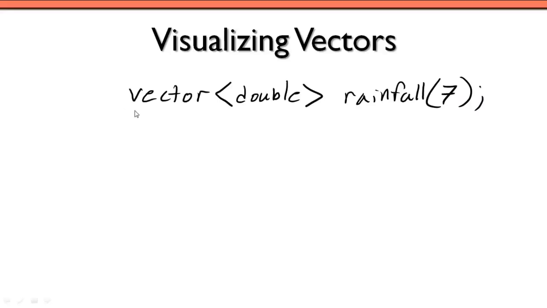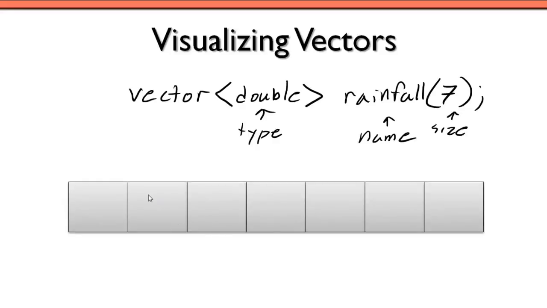So this statement here actually creates a vector of type double that's called rainfall, so we can refer to this vector by this name, and it's of size 7. Okay, so here we have the size, and here we have the type, and here we have the name. Okay, so out in memory, we can think about having 7 contiguous or adjacent spaces in memory allocated for 7 doubles. Each one of these would represent space in memory that could hold a double value.